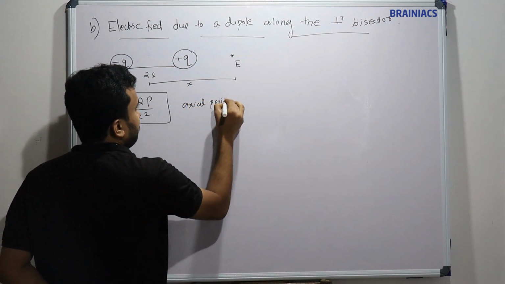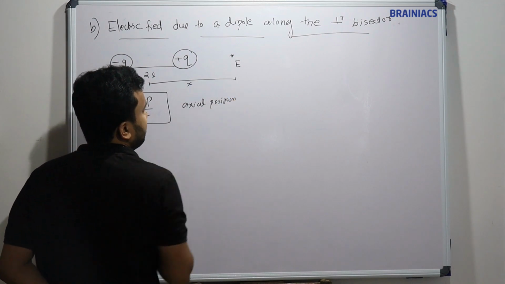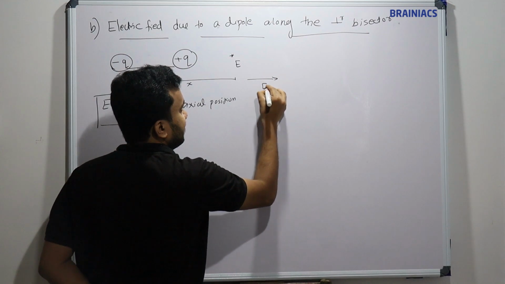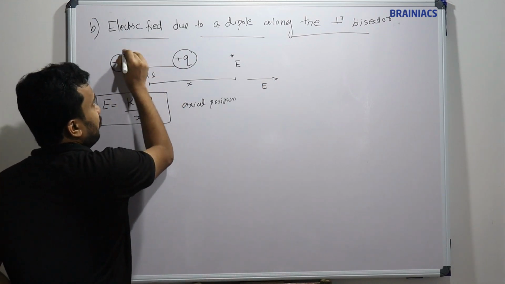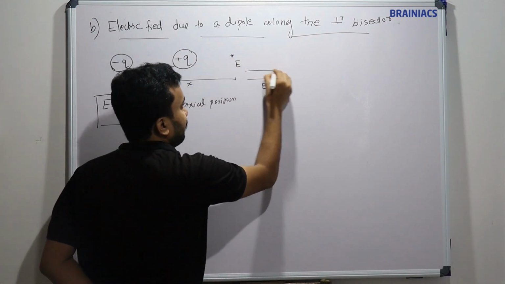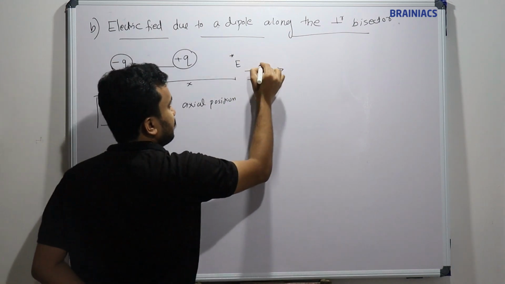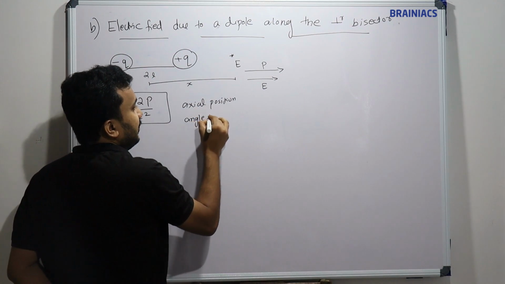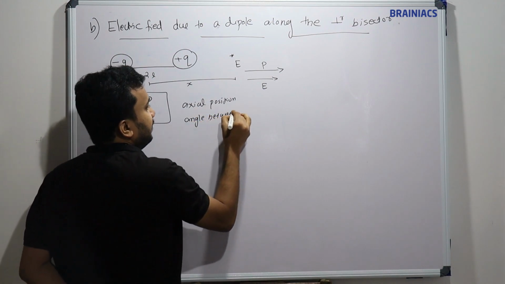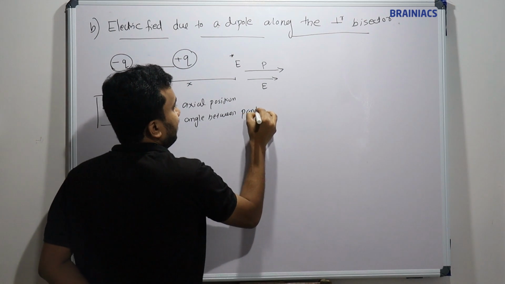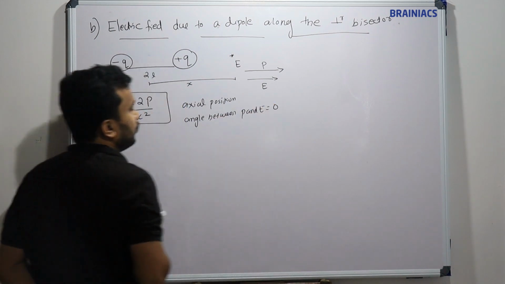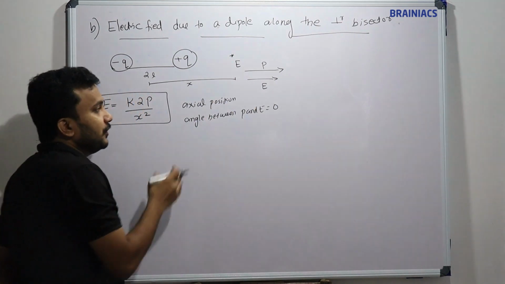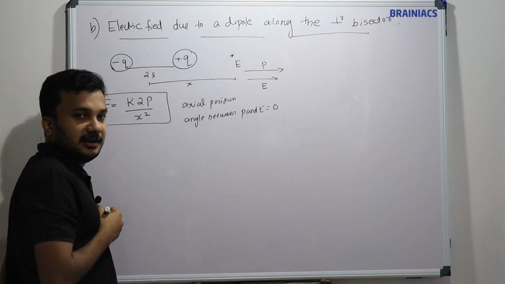Axial position means, as I told before, the direction of the electric field intensity is like this. The direction of the dipole moment is from minus q to plus q, so if I draw it here, it's from minus q to plus q. So the angle between P and E will be equal to 0 because both are in parallel directions. This is what we learned in the last class.